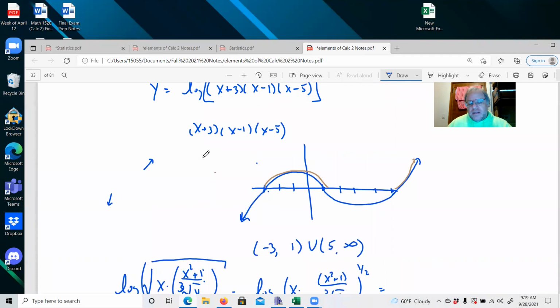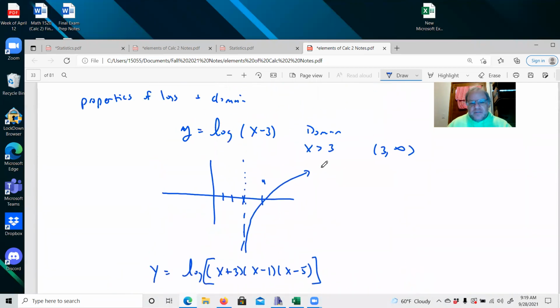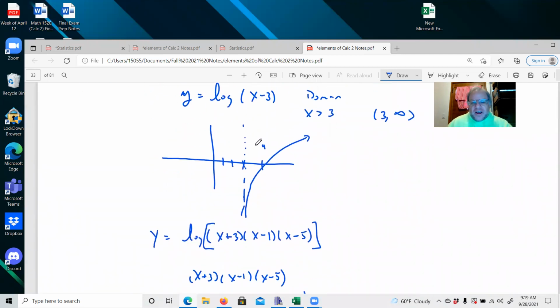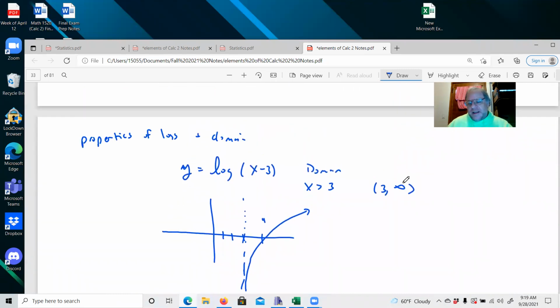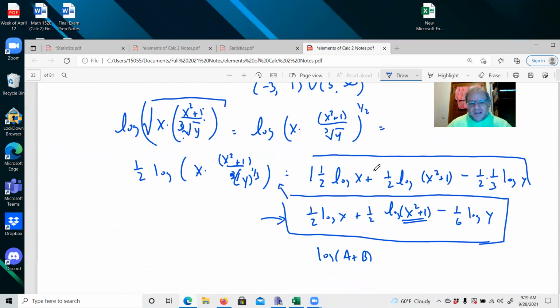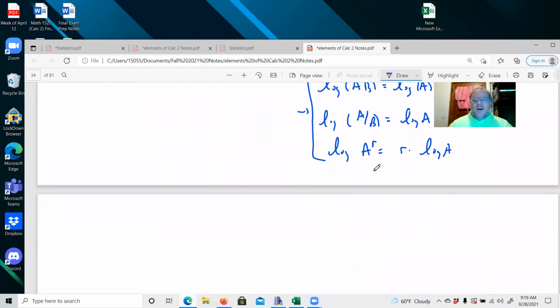Sorry, my cat's destroying the house. And then graphing, or finding the domain, is a typical math problem. You worked a ton of this and how it works. So there we have it. Okay, solving a logarithmic equation.